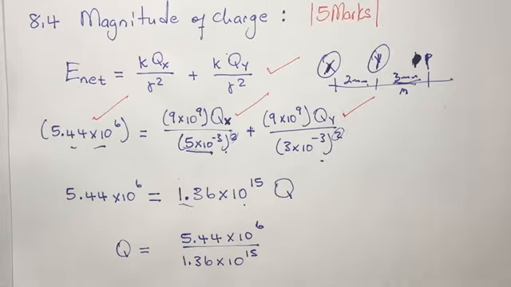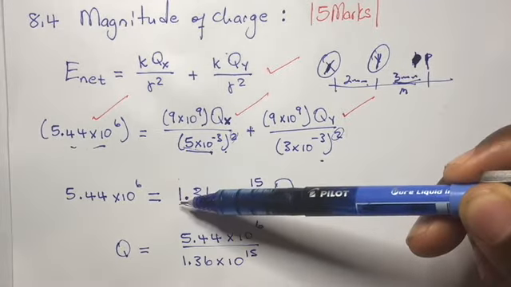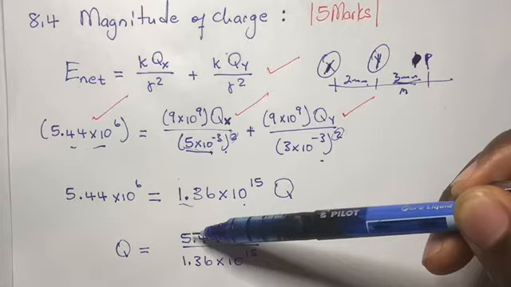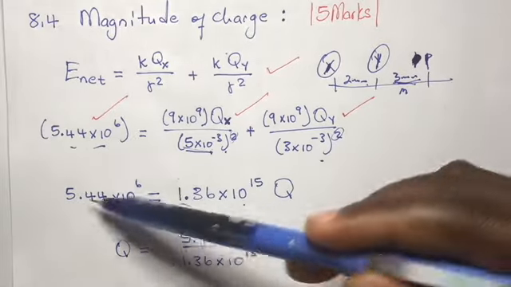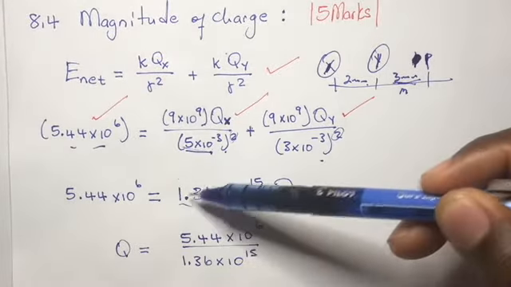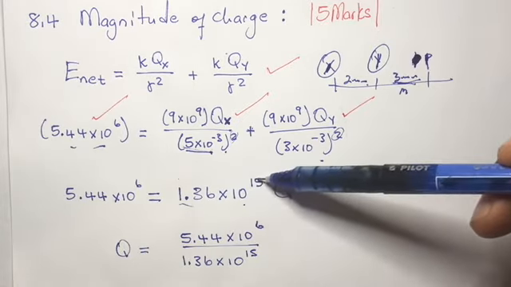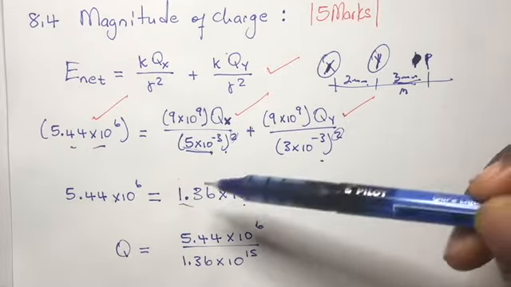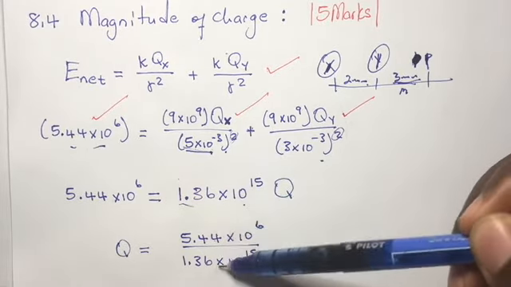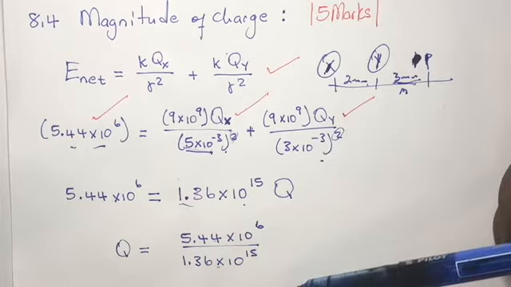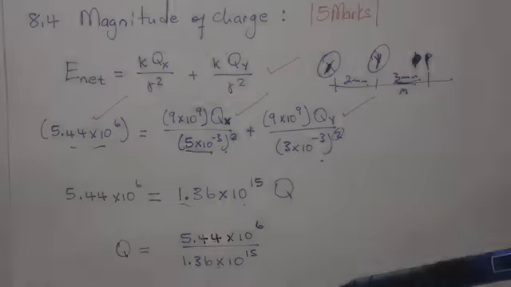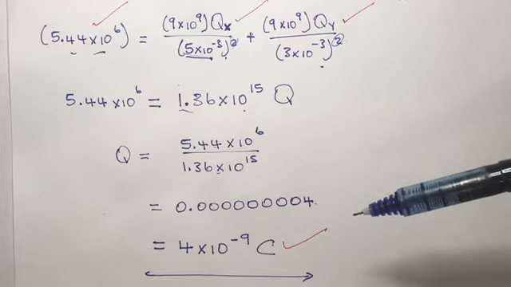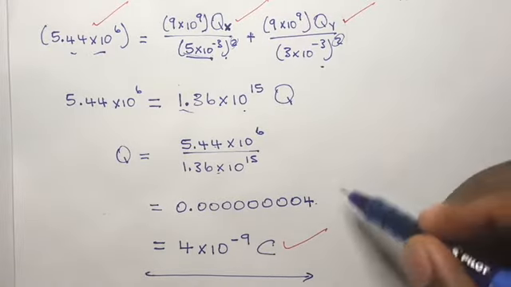So your last step, you've got your division there. You've just divided the answer by 1.36 by 10 to the power 15 so that it cancels out, and you remain with Q, which is equal to this divided by that. And the answer that you get when you punch it on a calculator is this. So this is the answer in coulombs.